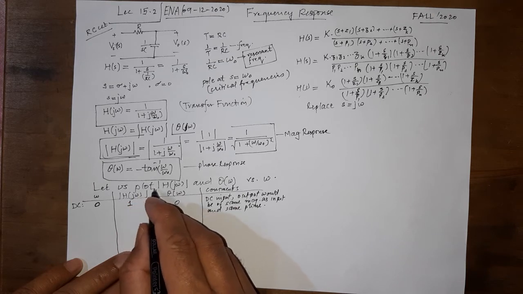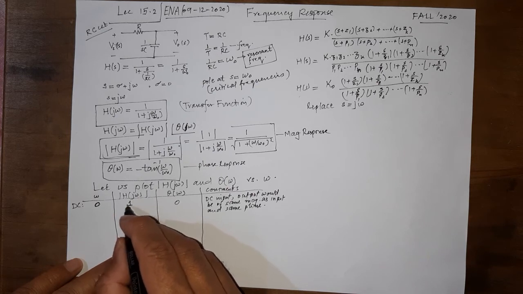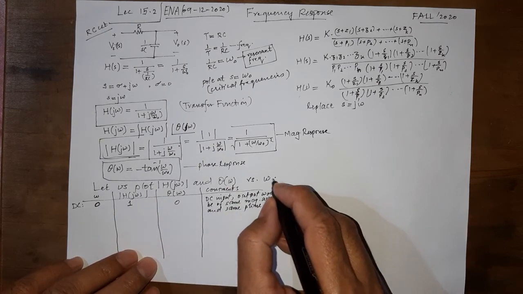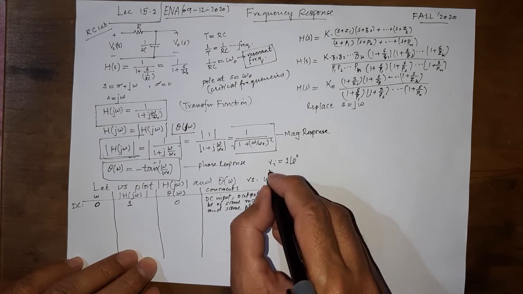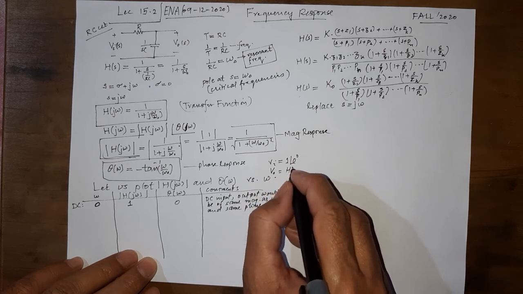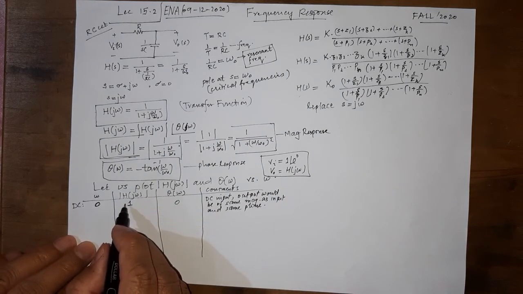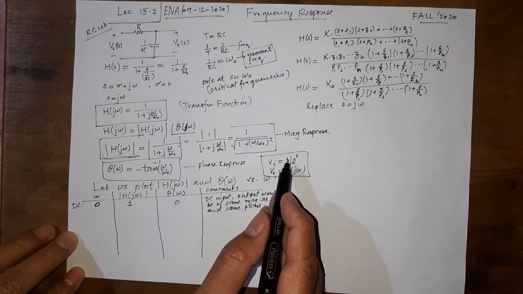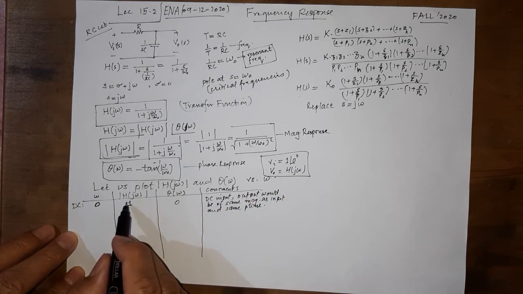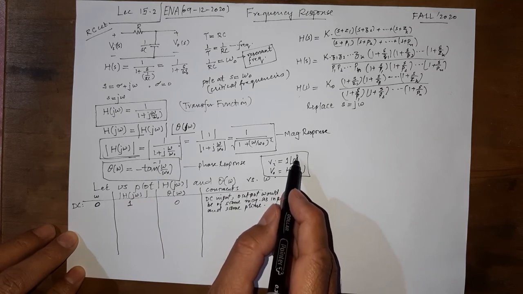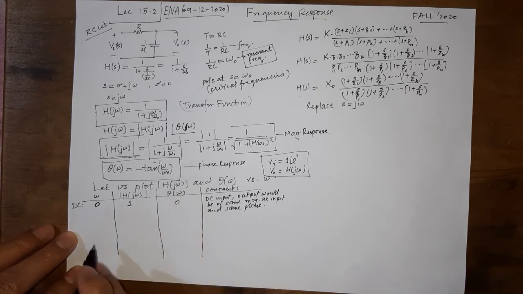So H of j omega is V naught over Vi. If Vi is taken to be 1 angle 0 degrees, then Vo is equal to H of j omega right away. So you can interpret this to be the output as well. If the magnitude of the input is 1, then the magnitude of H of j omega is the magnitude of the output. If the phase of the input is 0, then the phase of H of j omega is going to be the phase of the output.